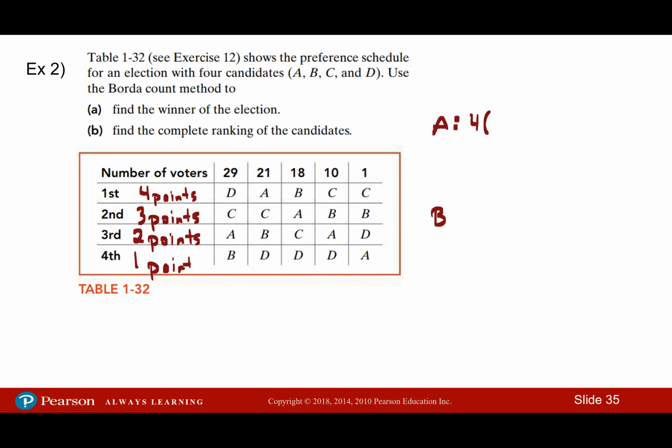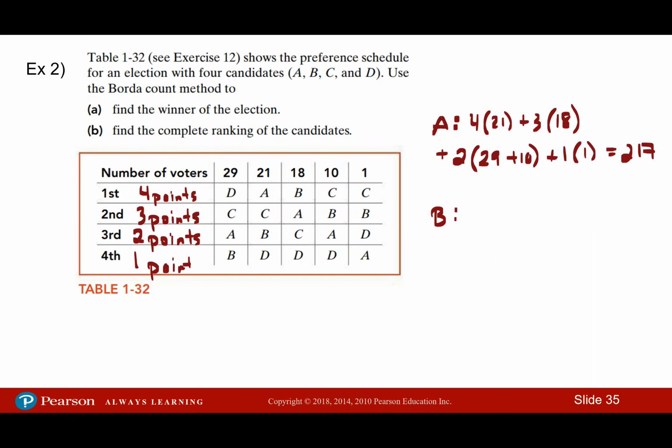So, 4 points. Let's see all the four pointers: 4 times 21. Then you go down to the second level, it's going to be 3 times 18. We go down, 2 points. He came in third place twice here, so 2 times 29 and also 2 times 10. Then last place, one time, so 1 times 1. Counting that up gives you 217 for A.